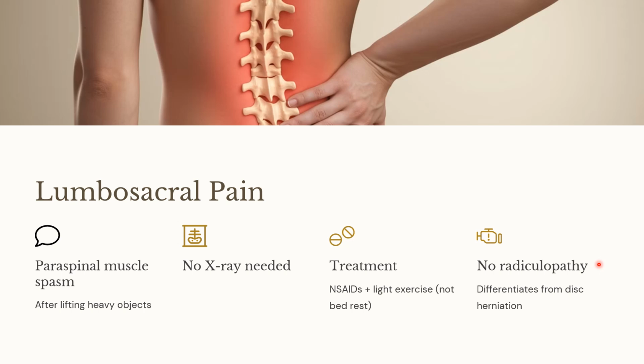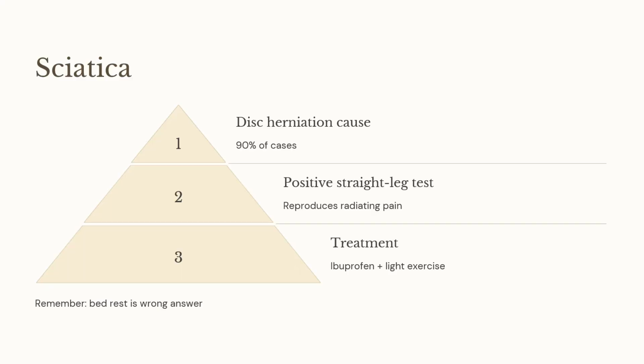A straight leg raise test is positive only if it produces radiating pain. This will produce pain, but the pain will not be radiating in lumbosacral pain. So when we do a straight leg test, they will be having pain, but it will not be radiating. That means the straight leg test is negative and therefore pointing towards lumbosacral pain. For lumbosacral pain, the X-ray is not indicated.